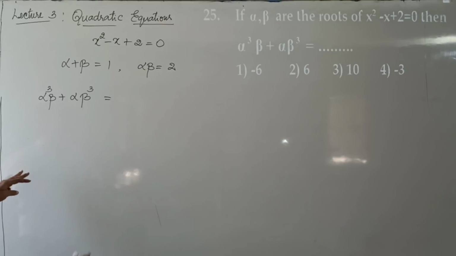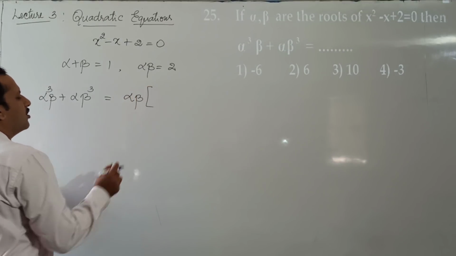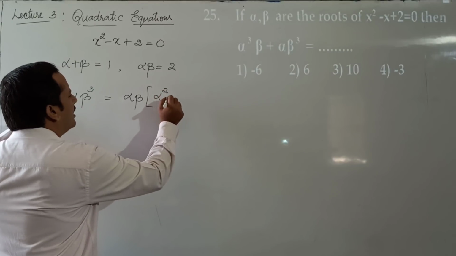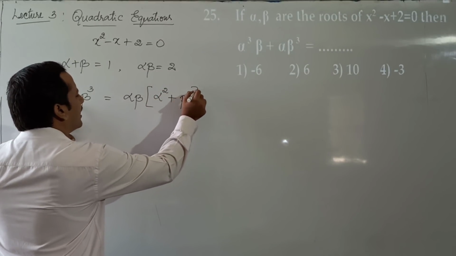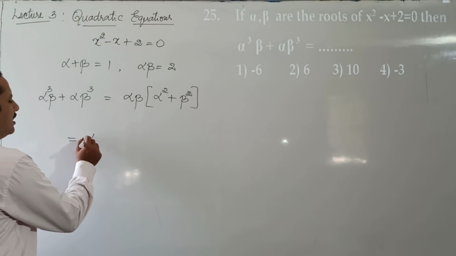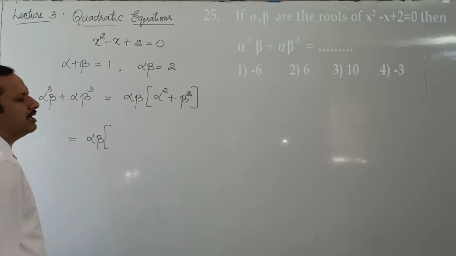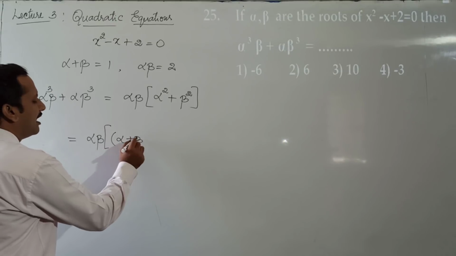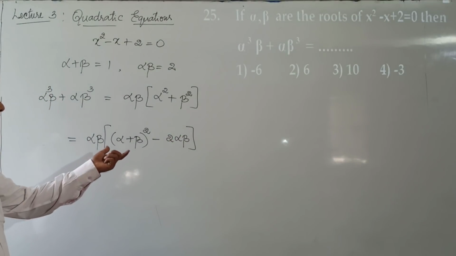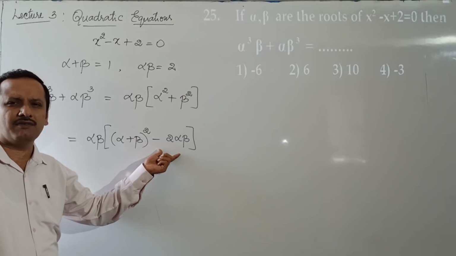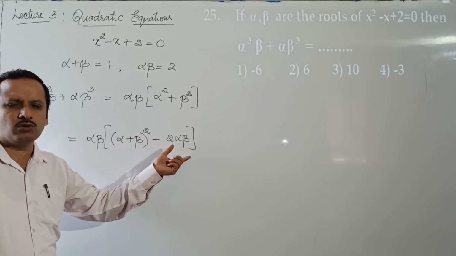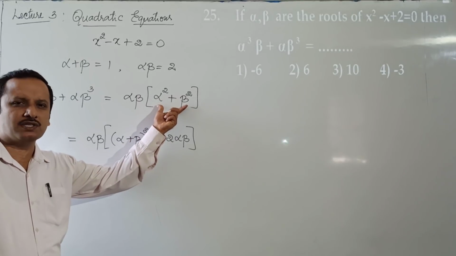Now from these two, I can take alpha beta as a common factor. If I take alpha beta as a common factor, then here we have alpha square and here we have beta square. That's equal to alpha beta into alpha square plus beta square. I can write it as alpha plus beta whole square minus 2 alpha beta. Because if I expand it, I am going to get alpha square plus beta square plus 2 alpha beta. Minus 2 alpha beta is there, so that gets cancelled. We get back to alpha square plus beta square.